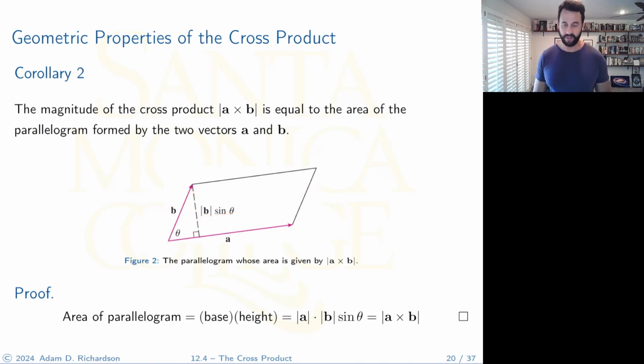So base times height. Well, what is the base of this parallelogram? It's the length of A. And what is the height? Well, the height of the parallelogram is the length of this line segment right here. And using basic right triangle trigonometry, we can see that the length of this is length of B times sine theta. So the area of the parallelogram is length of A times length of B times sine theta. But hey, that is the size of the cross product. That's the length of the cross product. So there you go. Pretty wild, huh?